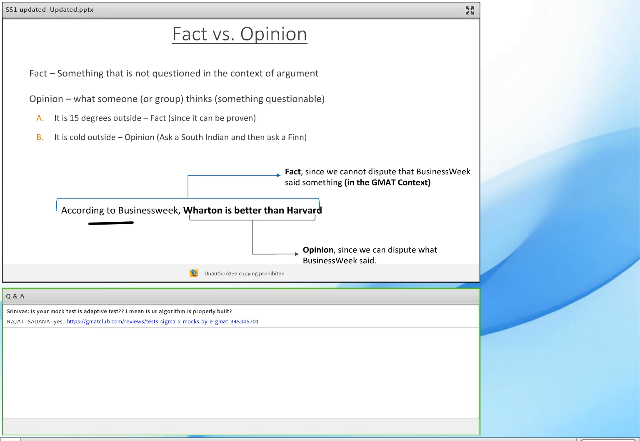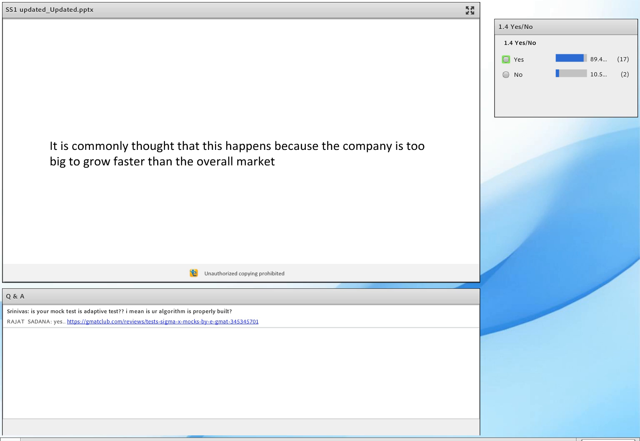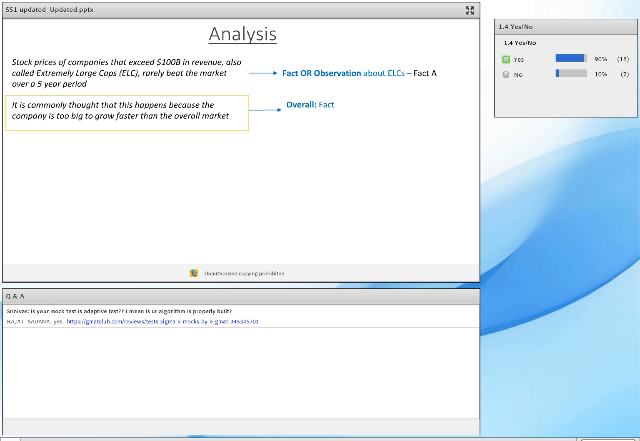Okay. Now, because this entire statement you're not going to dispute, you're going to call this a fact, whereas the bolded part over here is a claim. Can you really see the difference over here? All right. And that's really, really important to understand. It's what can you dispute versus what you cannot. On the GMAT, you're not going to dispute this according to Business Week part, and because of which this entire thing becomes a fact. Similarly, when it comes to this statement, you're not going to dispute whether it's commonly thought or not. You may dispute whether the company truly is too big to grow faster than the overall market or not. So it is commonly thought is a fact, but it has a belief or a claim inside it.